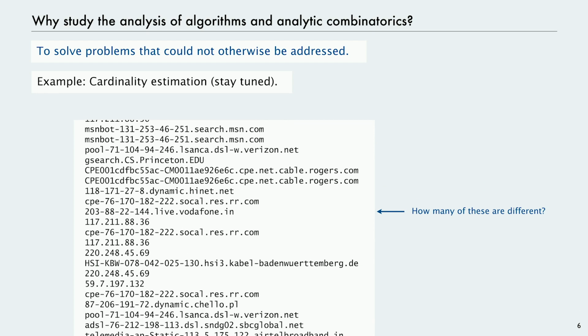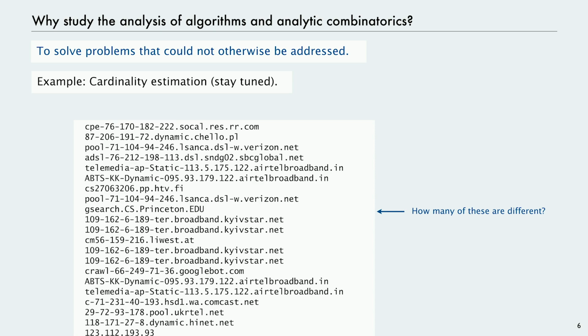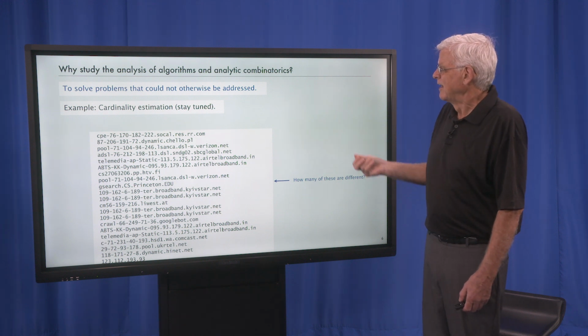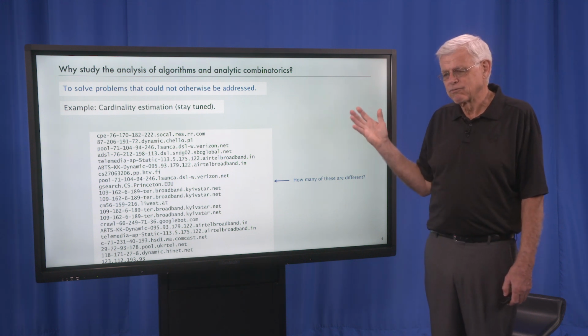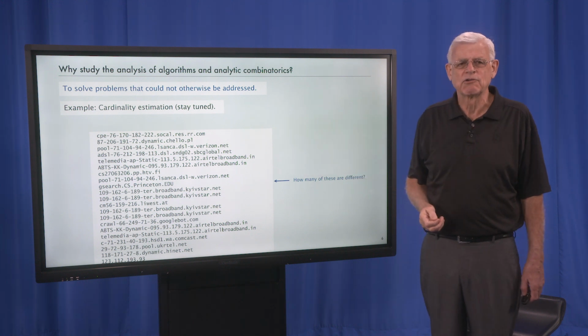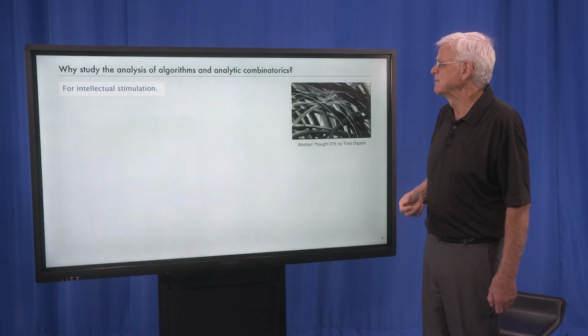This is a weblog, and it could be huge, could be millions or even billions of entries. And the question that we want to know is how many of these entries are different? Without careful study of algorithms and performance, we couldn't address this type of problem in a practical situation.